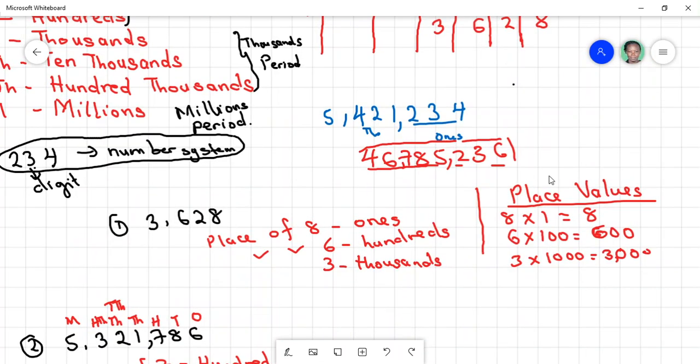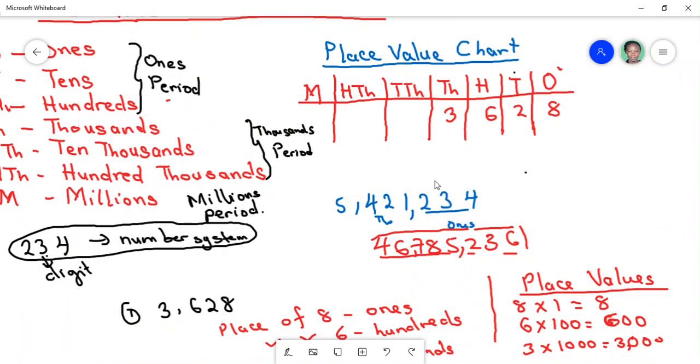We write it in words using the place value chart.